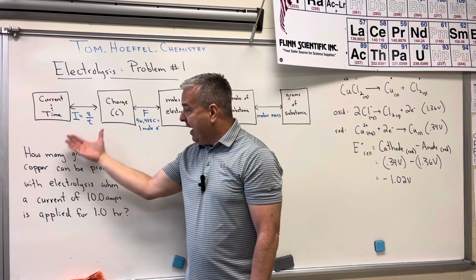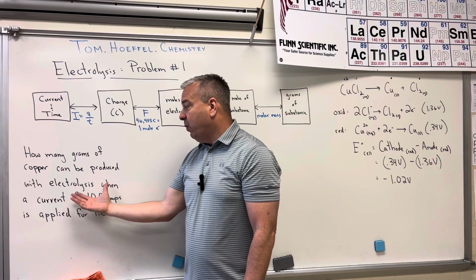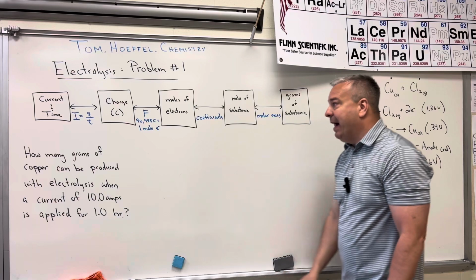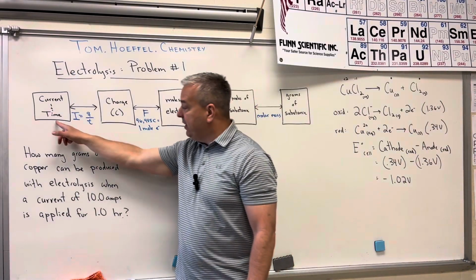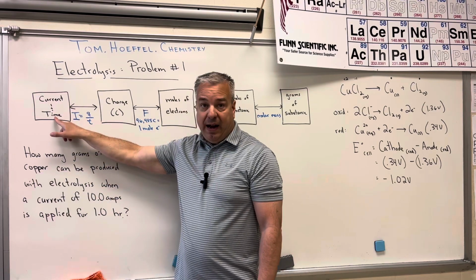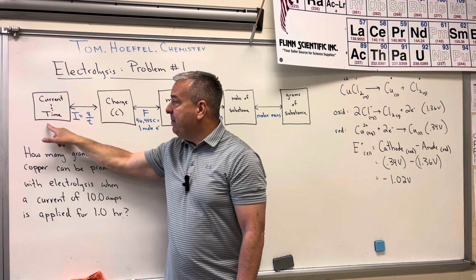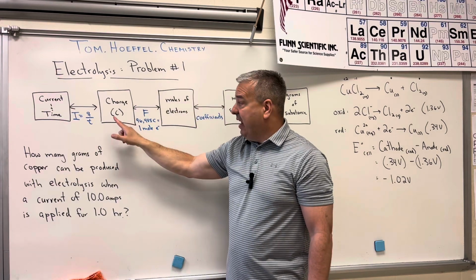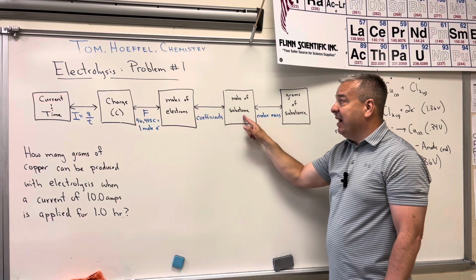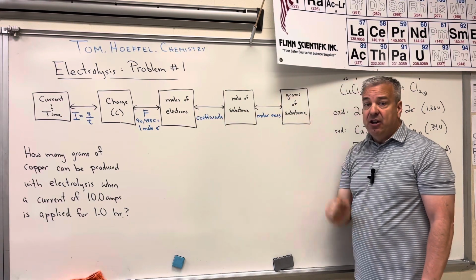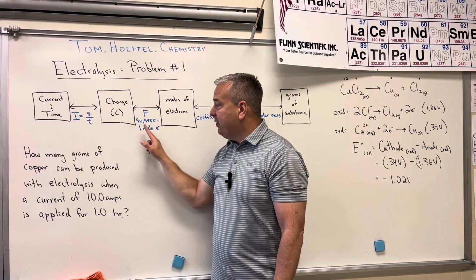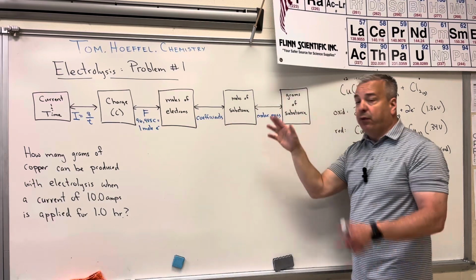So here's the question. How many grams of copper can be produced with electrolysis when a current of 10 amps is applied for 1 hour? I have the current, which is 10 amps, and I have the time, which is 1 hour. If I have current and time, then I can calculate charge. If I have charge, then I can calculate the moles of electrons. If I have moles of electrons, I can calculate moles of the substance, and then eventually grams of that substance.